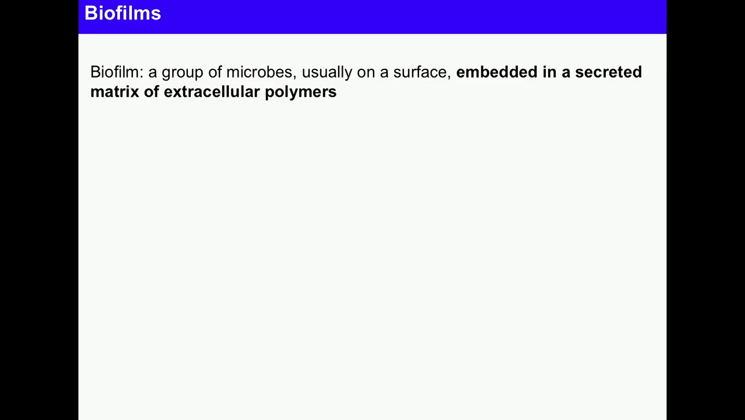So what I tried to do is combine that background with molecular genetic tools to see what's going on in here. And before I tell you about some of these experiments, I'll just give you a short background on what biofilms are. And I should also say at the beginning, the term biofilm is a bit of a mess. It's an umbrella term. It's used a little bit differently by different people. So I like to explicitly say what I consider to be a biofilm, and that's a group of cells that's often on a surface, but not necessarily, and embedded in a secreted matrix of extracellular polymers.